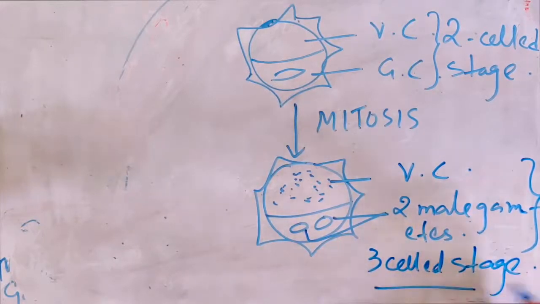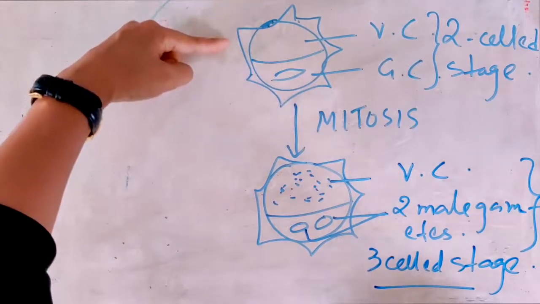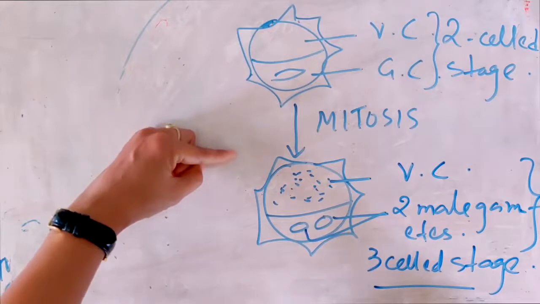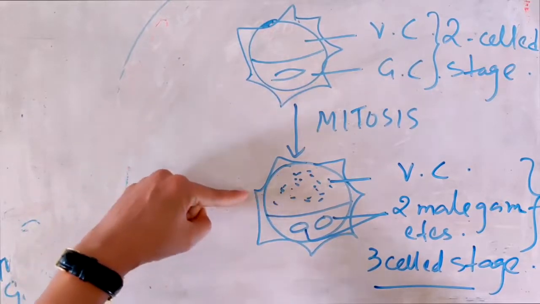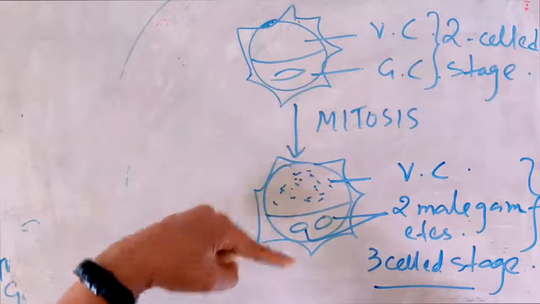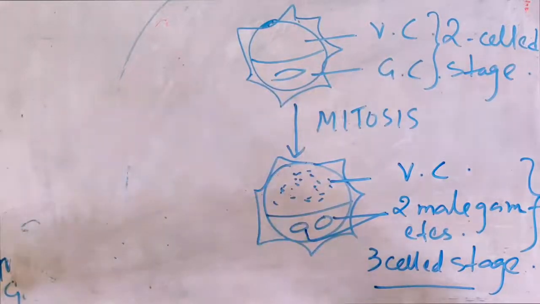Simple. The two cell stage of pollen grain, draw what: 1 VC, vegetative cell, and 1 generative cell. Then the three cell stage, draw what: 1 VC and 2 male gametes. So the generative cell undergoes mitosis to form 2 male gametes, making the three cell stage.